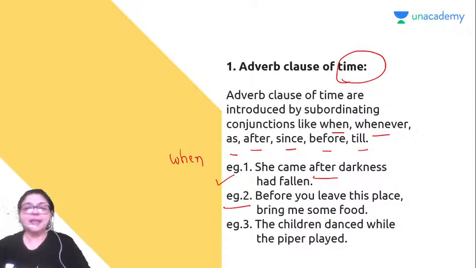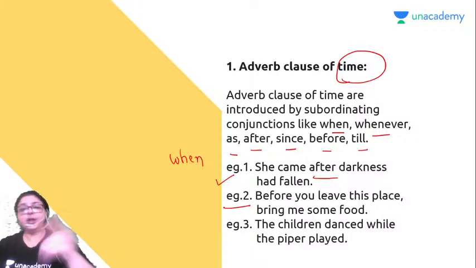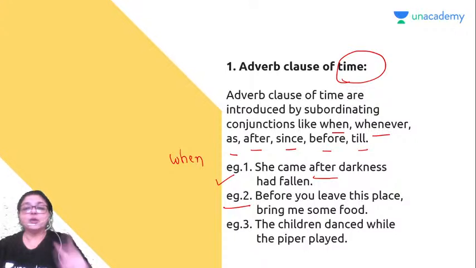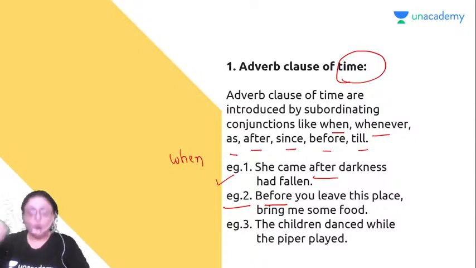Moving on to the second example. Before you leave this place, bring me some food. Okay, so now where am I using it? Right at the beginning of the sentence. Before you leave this place. So clauses can be at the beginning of the sentence or in the middle of the sentence, so you have to look for the different positions. This is the adverb clause of time. When? Before.